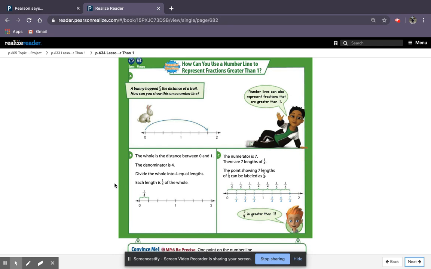Here it says, a bunny hopped 7/4 the distance of a trail. How can you show this on a number line? Number lines can also represent fractions that are greater than 1. So here it shows the cute little bunny, and then it shows how far it hopped, okay? And then here it says the whole is the distance between 0 and 1. So like how much the whole is.